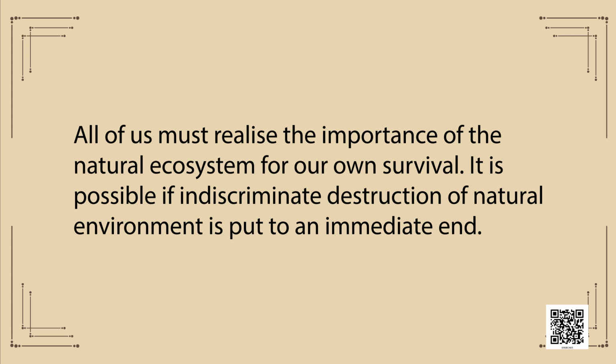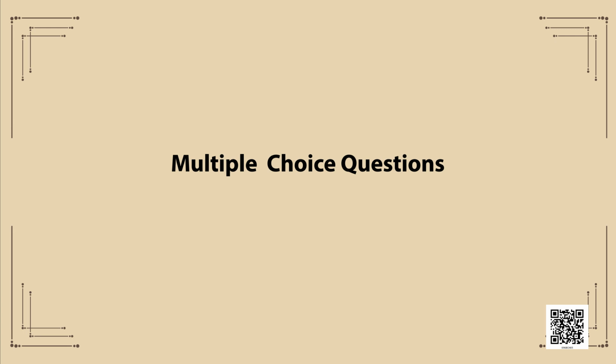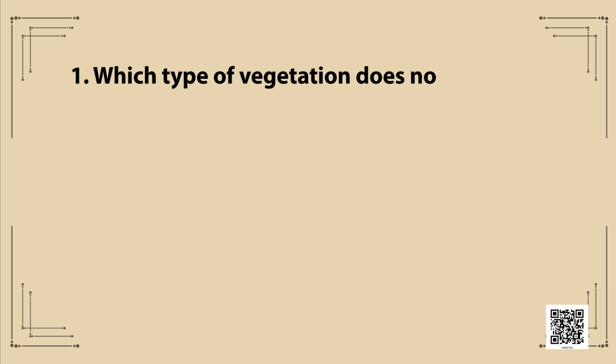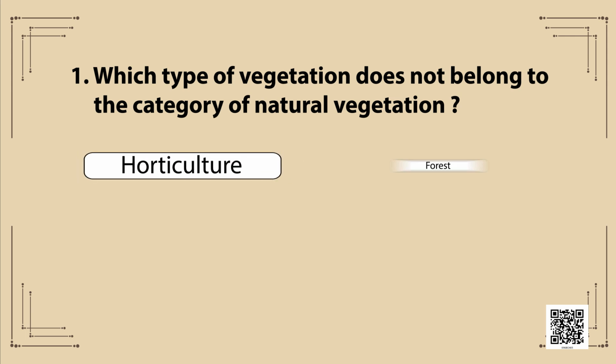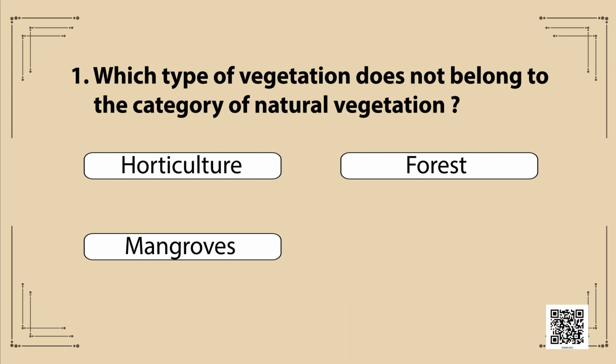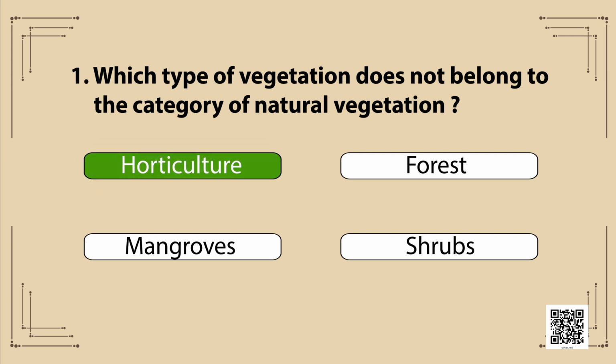Children, that's all about the lesson. Now it's time to take up a few questions. First we have some multiple choice questions and you have to choose the correct option. The first question is, which type of vegetation does not belong to the category of natural vegetation? The options are horticulture, forests, mangroves or shrubs. And the correct option is, yes, horticulture.